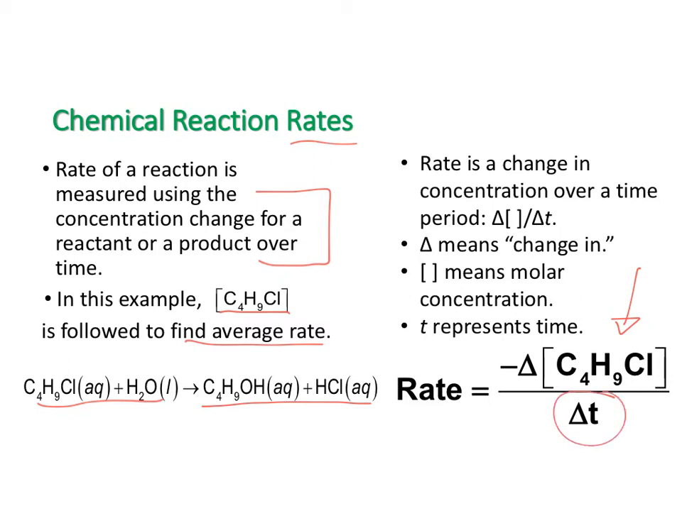Now let's break this down a little bit. Rate is a change of concentration over a time period. What we have here is first delta, which means change, like final minus initial. These brackets mean molar concentration. This t right here means time. So we have the change in concentration over the change in time. And overall, this gives us the rate.